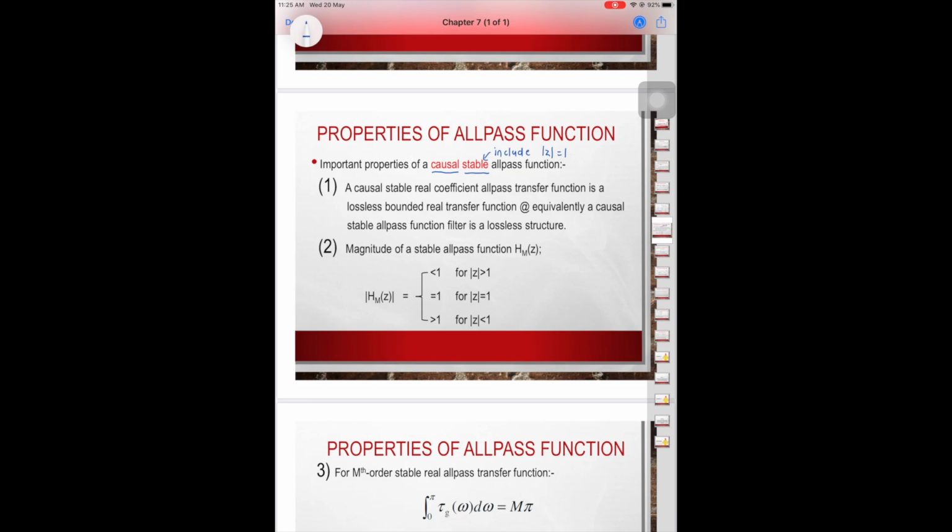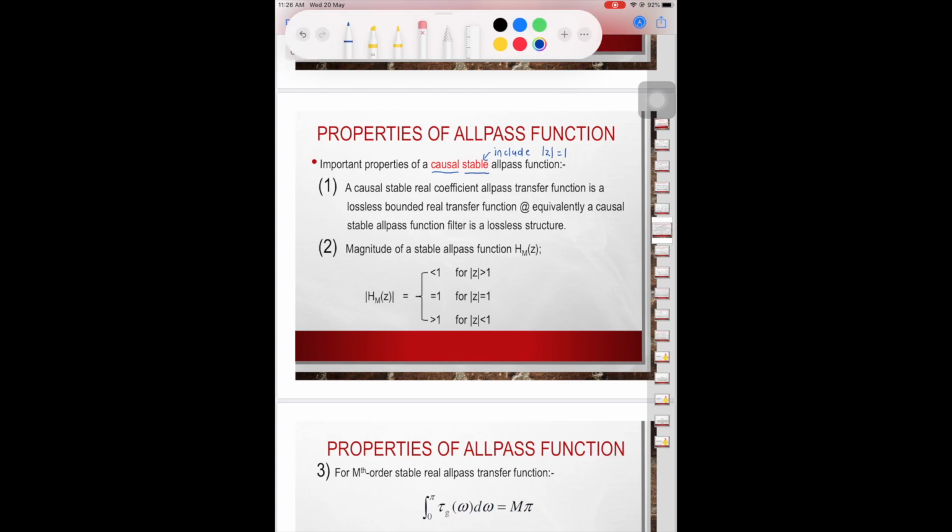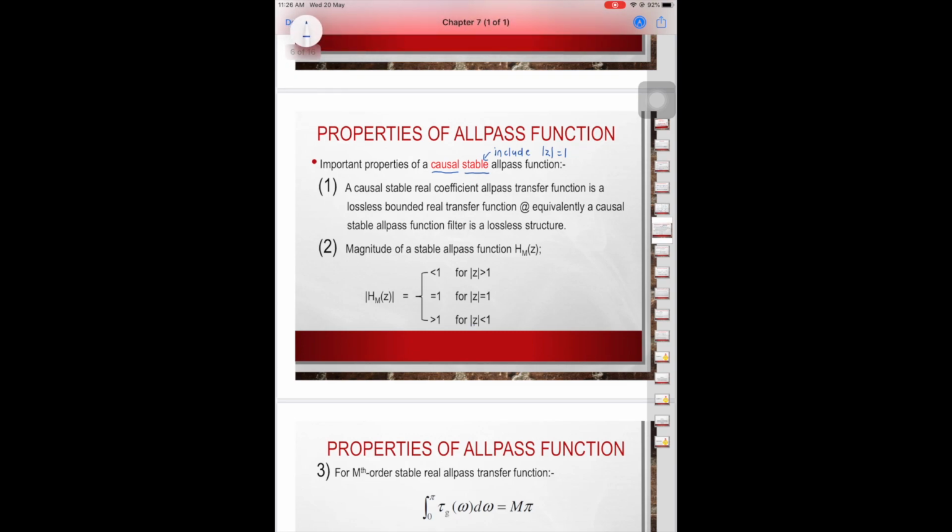So a causal stable real coefficient all-pass transfer function is a lossless bounded real transfer function, or equivalently, a causal stable all-pass filter is a lossless structure. If you look here at the magnitude of the all-pass transfer function, for modulus z greater than 1, all the values are less than 1. If modulus z equals 1, the value is 1. And if modulus z is less than 1, the value is greater than 1.